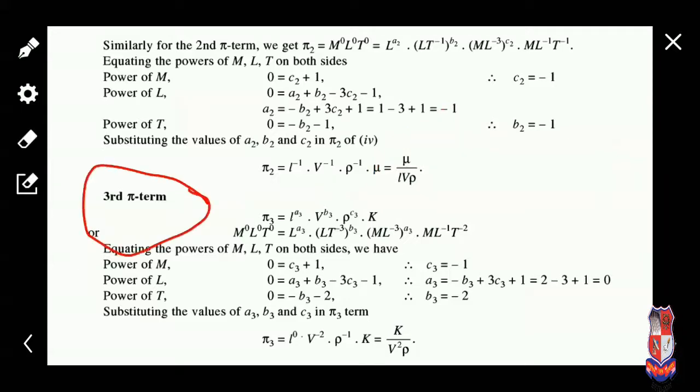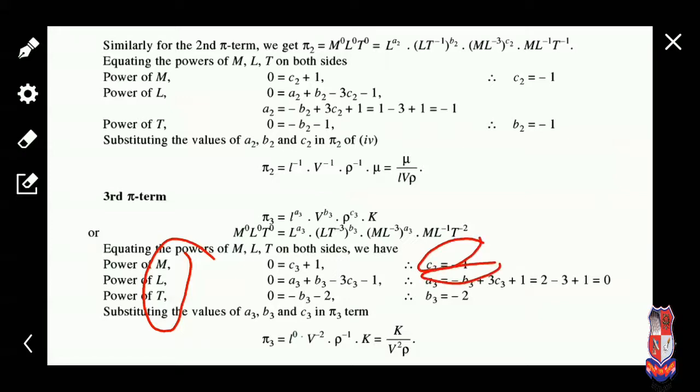Similarly, the same procedure is followed for the third pi term. Write all the variables of the third pi term in the form of MLT first, then compare the powers of M, L and T and find the values of the arbitrary powers A3, B3 and C3. Okay. The A3 value is 0, the B3 value is minus 2 and the C3 value is minus 1. So here the L power is 0, the V power is B3, so minus 2, and the rho power is C3, which is minus 1. So the pi 3 term is k upon V square into rho.